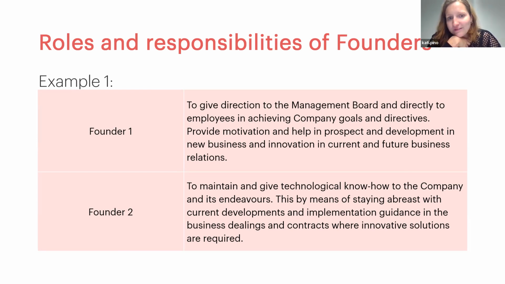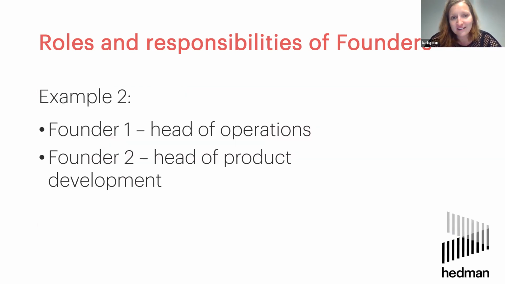And for the other founder, it's also quite difficult to measure, but at least it shows that they have thought about it. Another example saying that one of them is a head of operations and the other is a head of product development. But the business is not just operations and product development. There are so many other tasks that need to be covered. And if this is the division of the roles, then it's not clear who is actually responsible for the other roles.